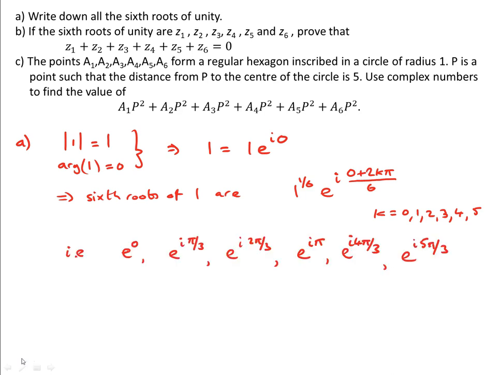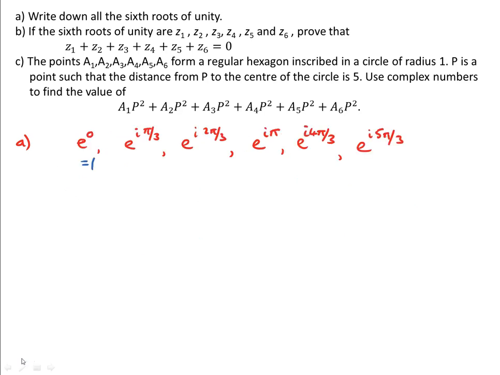In other words, we've got e to the 0, e to the i pi by 3, e to the i 2 pi by 3, e to the i pi, e to the i 4 pi by 3, and e to the i 5 pi by 3. e to the 0 is clearly the same thing as 1.